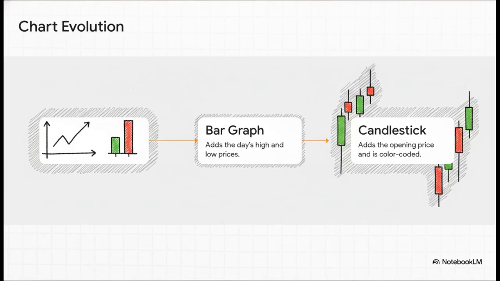You know, charts have evolved over time to pack in way more information. We started with these super simple line graphs, literally just connecting the closing prices. Then came bar graphs, which were a step up. They added the high and low price for the day. But the most popular tool by far today is the candlestick chart, because it gives us the whole picture.